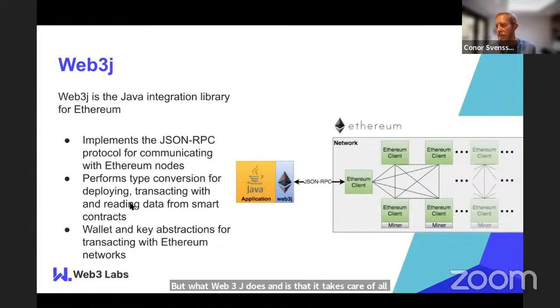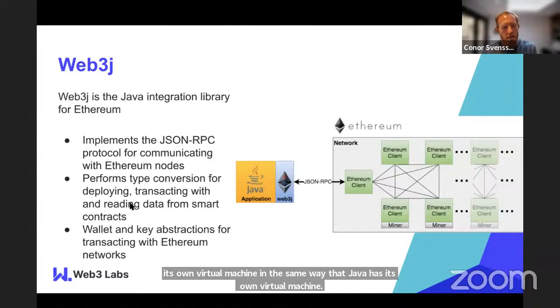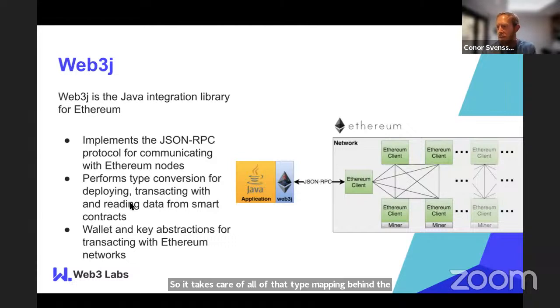So it enables Java developers to work with Java types, even though the underlying platform that they're dealing with is the Ethereum virtual machine, which has its own virtual machine in the same way that Java has its own virtual machine. So it takes care of all of that type mapping behind the scenes, but also does things like the cryptographic key creation and signing, the encoding and decoding of data. Ethereum uses a number of different types of encoding and decoding services.